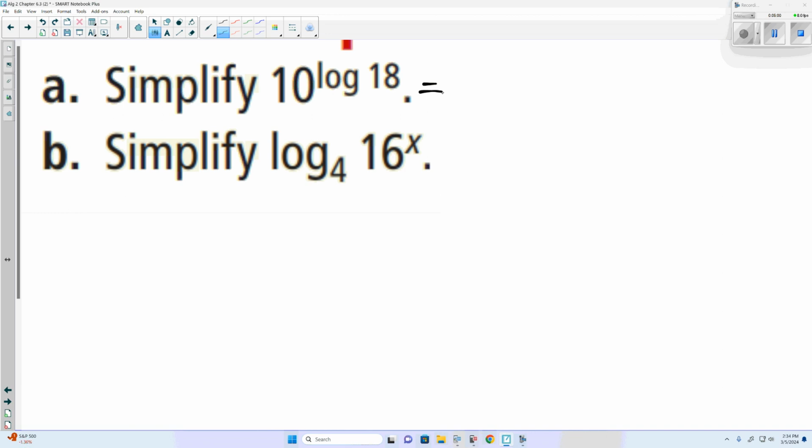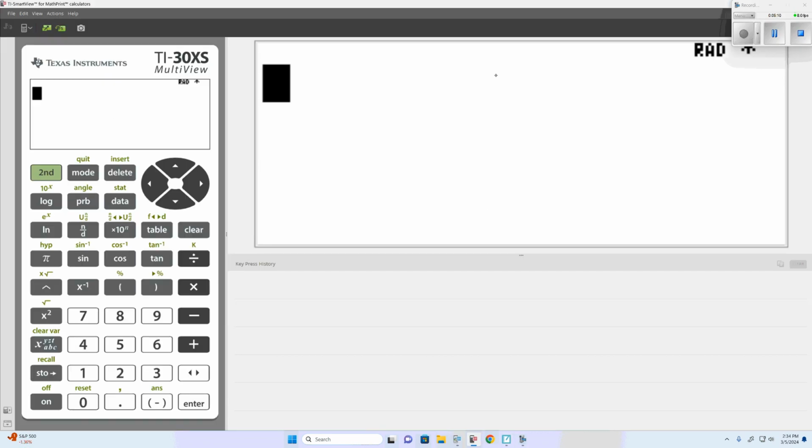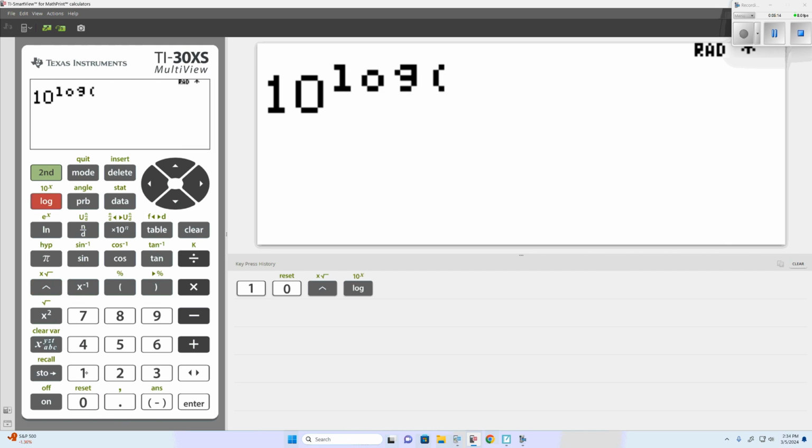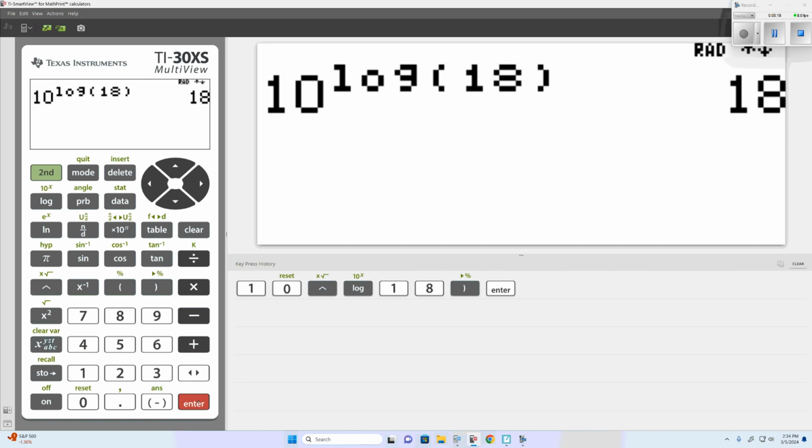Ten to the log of 18 would be... Now with our 10 to the log of 18, that's all numbers. So I could say 10 to the log 18, enter, and lo and behold, it is 18, because we don't have a variable.